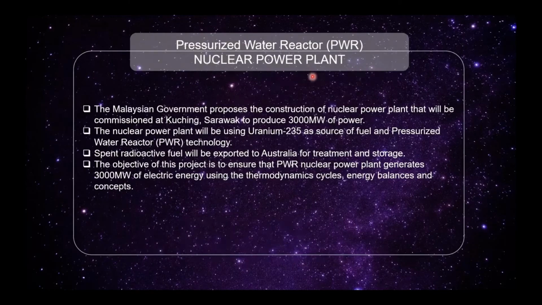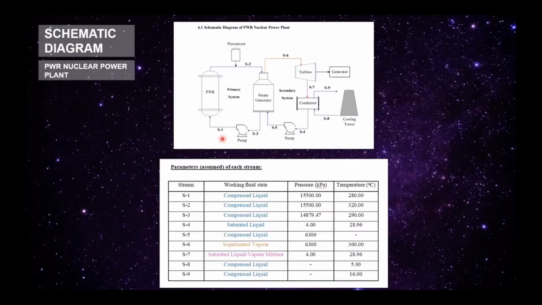Our group has been tasked to propose a design for the construction of a nuclear power plant that will be commissioned at Kuching, Sarawak. The nuclear power plant will be using uranium-235 as the source fuel and is expected to generate megawatts of electric energy. We'll be using a pressurized water reactor, PWR. So this is the schematic design of the proposed PWR nuclear power plant.